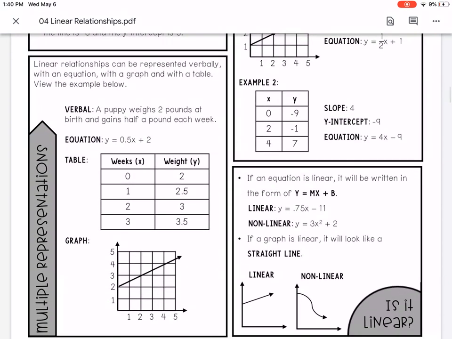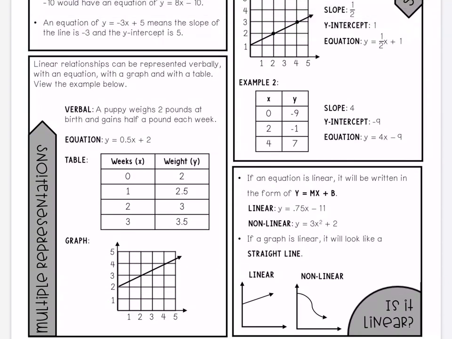And then with example 2, you're not going to see many charts like this, but this is just to help you. We can find 2 x points and 2 y points to find that the slope would be 4. And then we see when x is at 0, y is at -9, so that would be our y-intercept. Then we just plug everything in. We see it's going in a positive direction, so our equation would be y equals 4x minus 9.